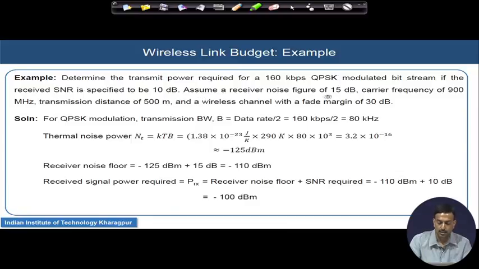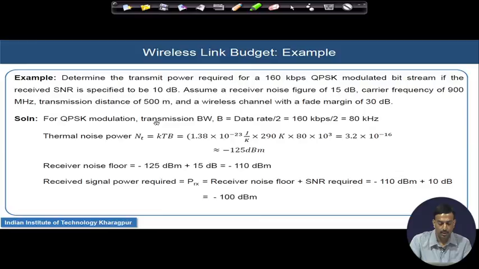The noise figure at the receiver is specified to be 15 dB, and the carrier frequency is assumed to be 900 megahertz. We have a transmission distance of about 500 meters and a wireless channel which now has a fade margin of 30 dB. This fade margin term was not highlighted in the previous table and example because there we were talking about an indoor channel. So this is more like an outdoor channel with a transmission distance of 500 meters.